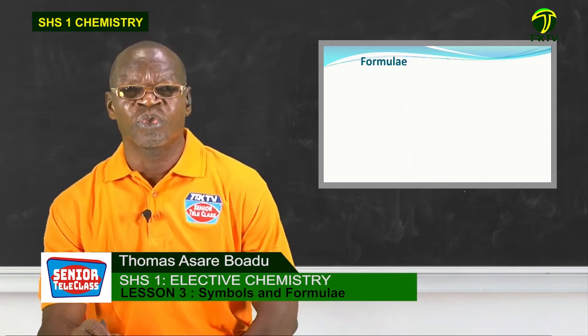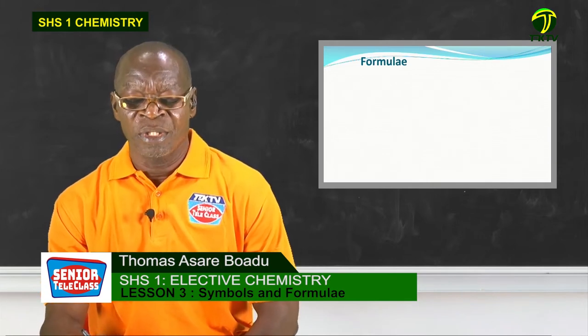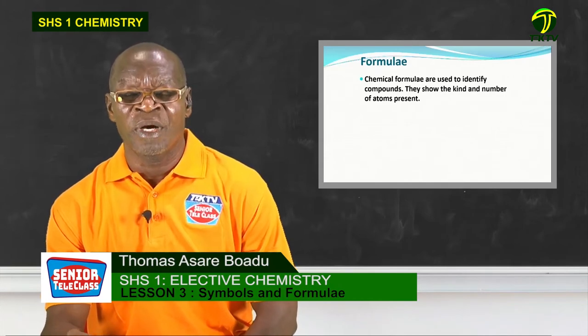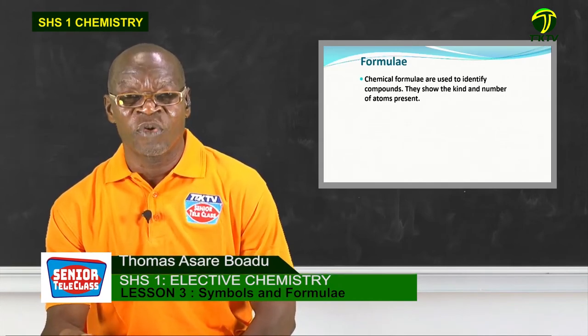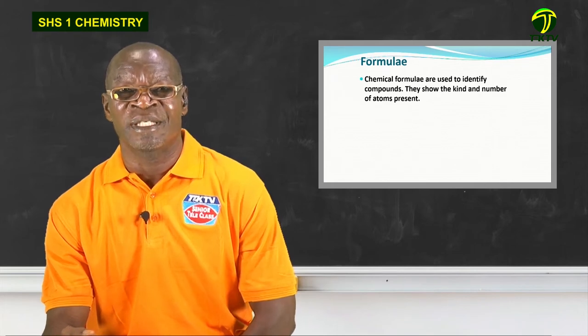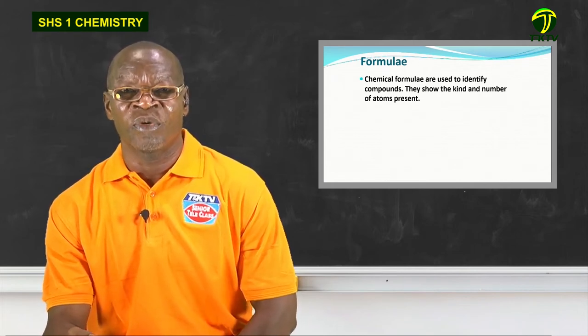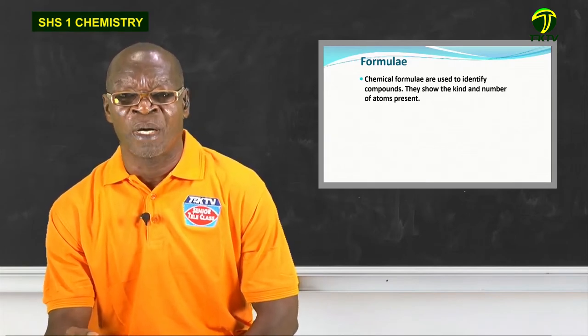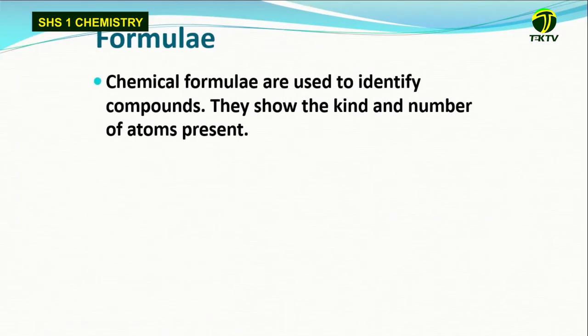Students, let's move to formulae. How do we obtain formulae, or what is a formula at all? When we talk about chemical formulae, because we are dealing with chemical substances, we use them to identify compounds. Every compound has a formula representing it, and chemical formulae show the kind and the number of atoms that are present in the compound.